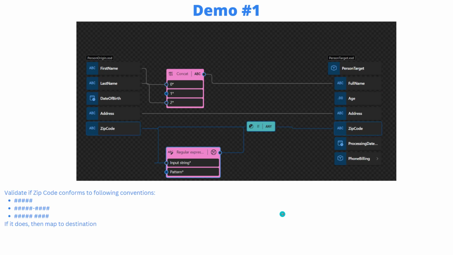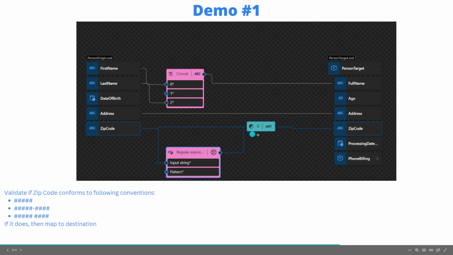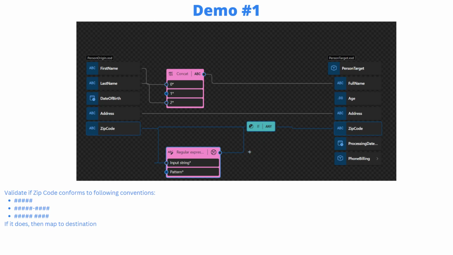Okay, so demo number one. What we're going to do here, very simple payload, that's fine. We've got a zip code. We want to make sure the zip code conforms to one of these following conventions. Basically 5 numbers, or 5 numbers dash 4 numbers, or 5 numbers space 4 numbers. And then if it does, we will map it to the destination. Otherwise, we'll go ahead and ignore it.